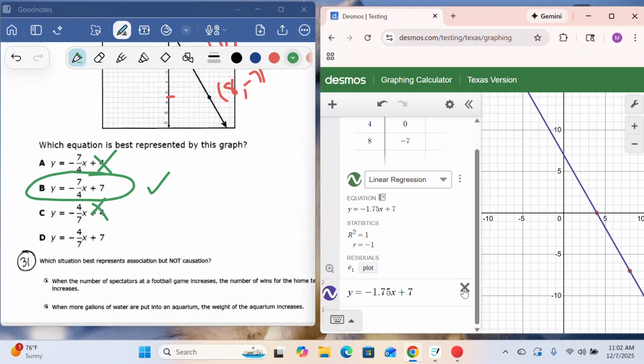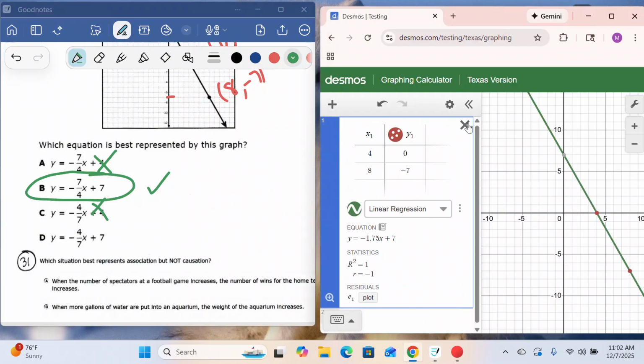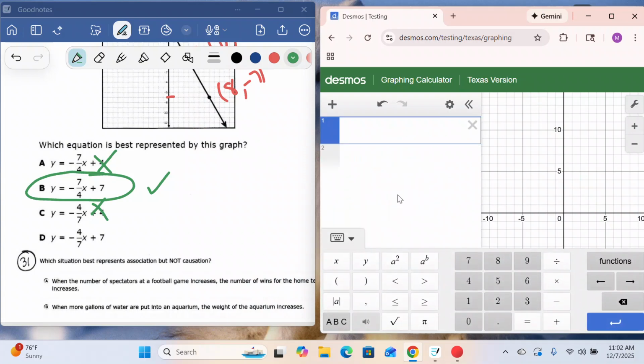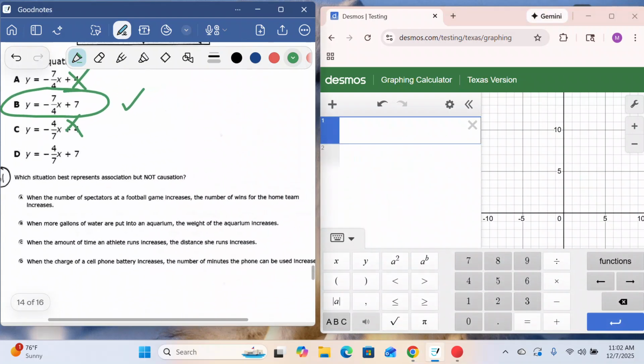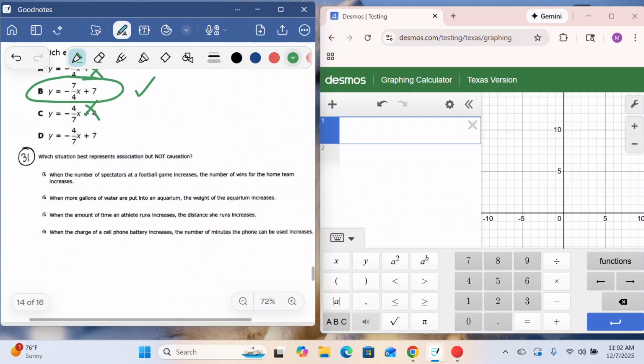So the next one that I'm going to be working on is a causation, association, or both. For this question at hand, you can go ahead and pause the video and try it out. Which situation best represents association but not causation? That means that they're associated with each other, but it is not a cause and effect.